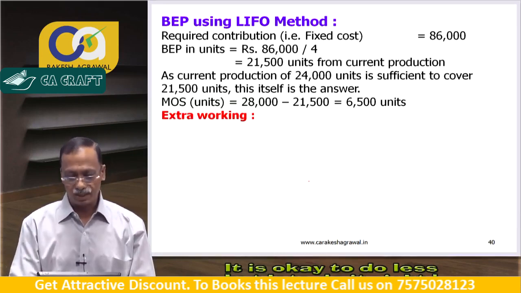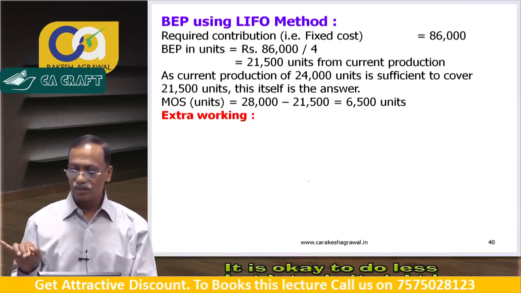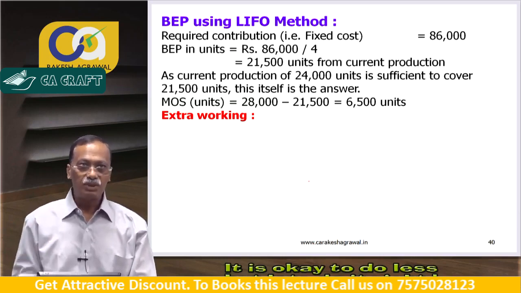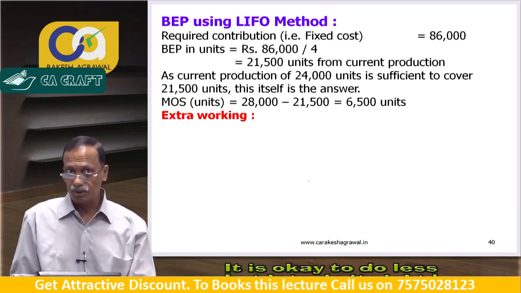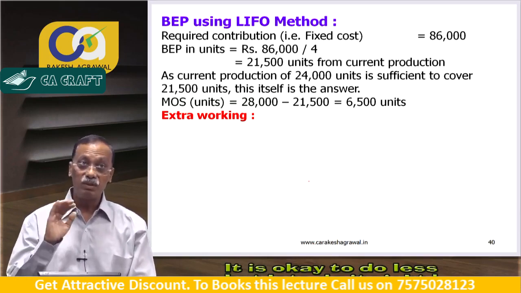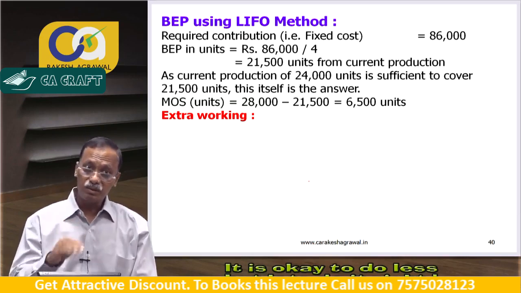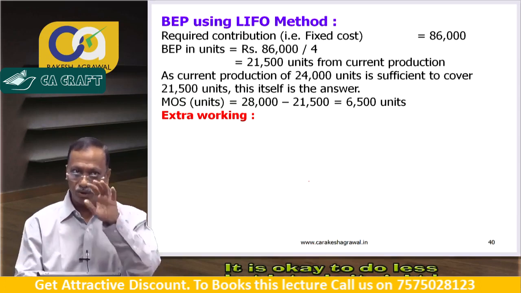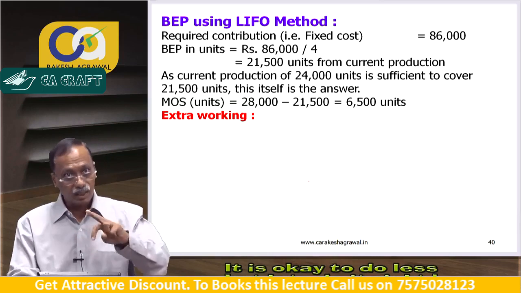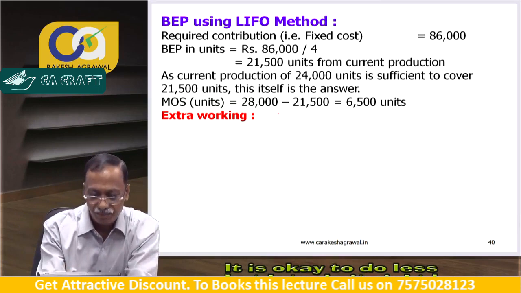Below write down extra working. This is not part of the answer because it is not asked in the question. I am doing some extra working. What I am doing? I am increasing the fixed cost so much that your current production of 24,000 units will become insufficient. And if they are insufficient, then you'll have to sell out of opening stock also. So just to give you that idea, because the answer you got in just one stroke, but in a situation it may take 2 steps also.